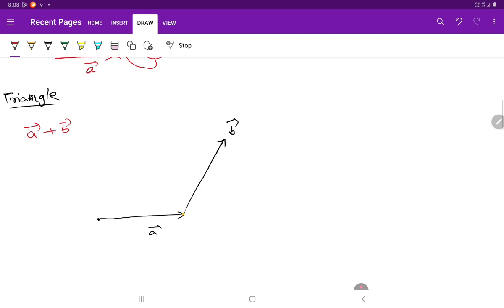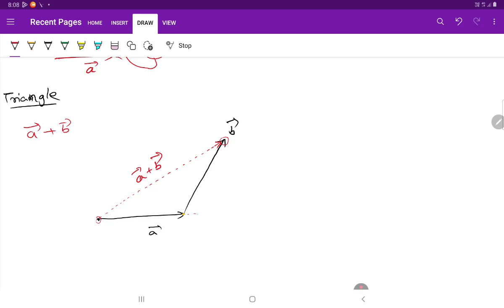Now, what will be the resultant? The resultant will be the line joining the tail of A vector to the head of the B vector. This is called the resultant vector of A vector plus B vector. So we represent it by A vector plus B vector. So we can say that the line joining the tail of the initial vector to the head of the final vector is basically the summation of the two vectors.